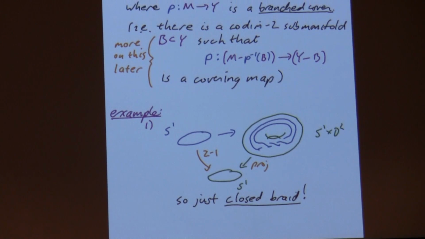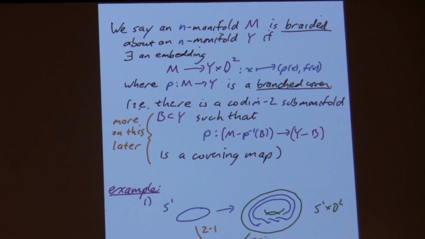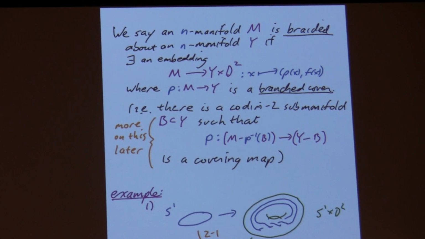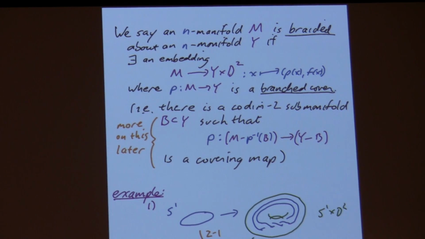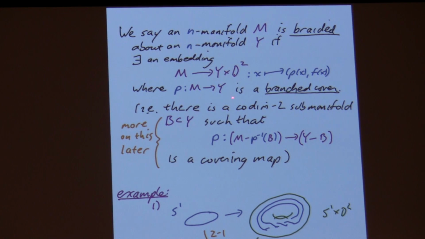Why doesn't that be D^k? And then you could talk about a k-dimensional, codimension k braiding or something. That could also provide interesting topological questions. But from the contact perspective, that's not going to be very interesting for us. So we're going to stick to codimension 2.